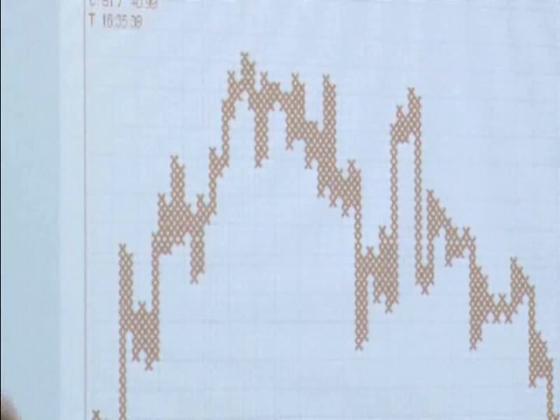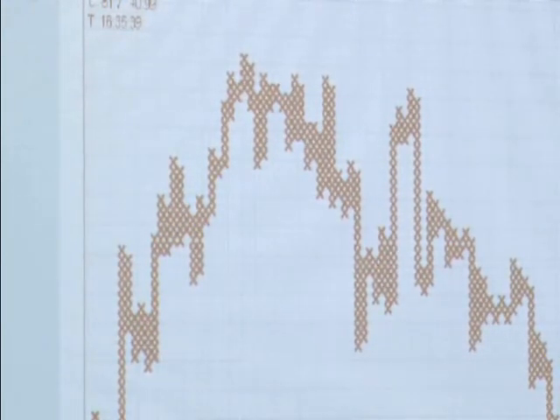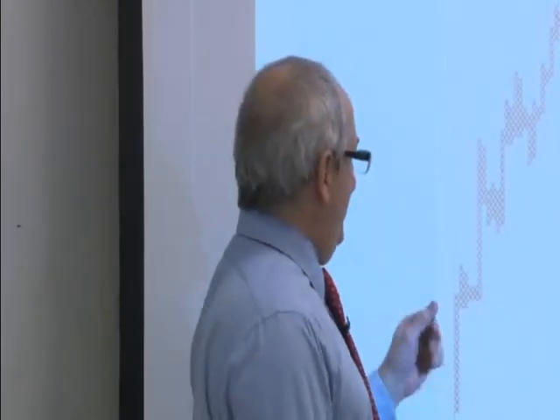So point and figure charts didn't make a good jump into the computer era. That's not to say that technique is not valuable. It's just not readily available.